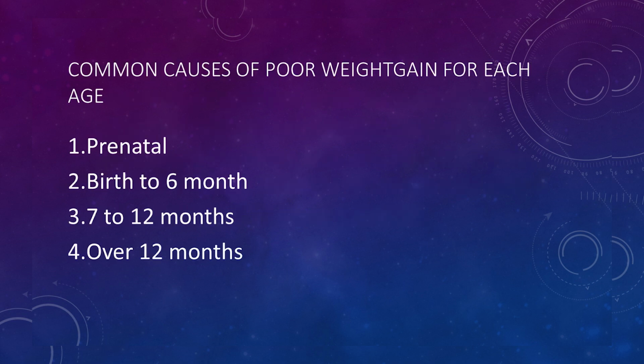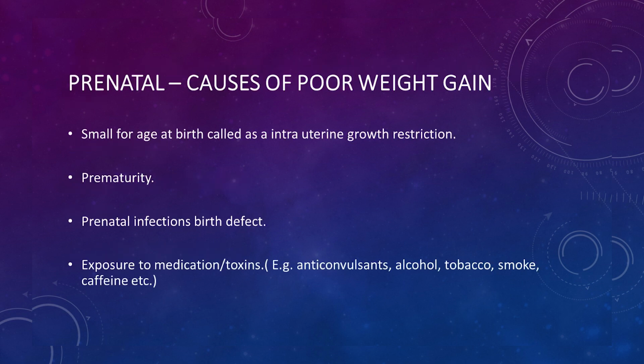The common causes of poor weight gain for each age are further divided into age groups: the prenatal, that is before the delivery of the baby, the causes of underweight of the baby before its delivery in the mother's womb, then birth to 6 months, then 7 months to 12 months, and over 12 months of that child. So first we will see the prenatal causes of poor weight gain.